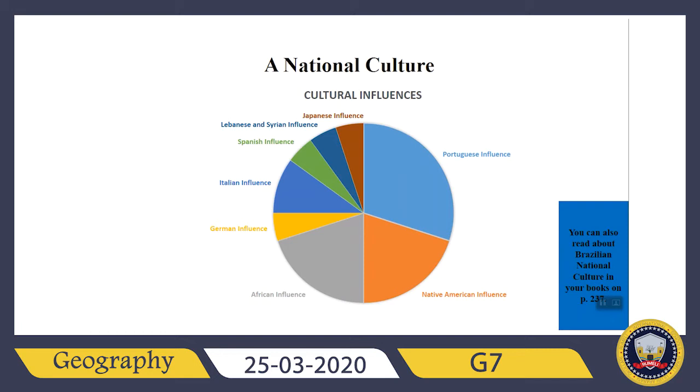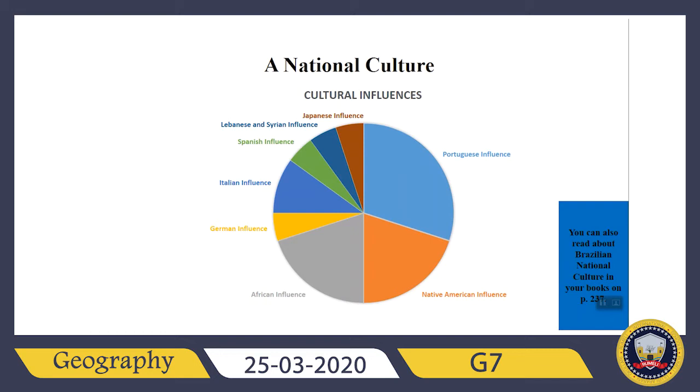You can also read about Brazilian national culture in your book on page 237. And by looking at this pie chart here, you can see which countries influenced Brazilian culture more. Like the biggest influence comes from Portuguese people. Then Native American people and African people influenced modern Brazil's culture approximately equally.